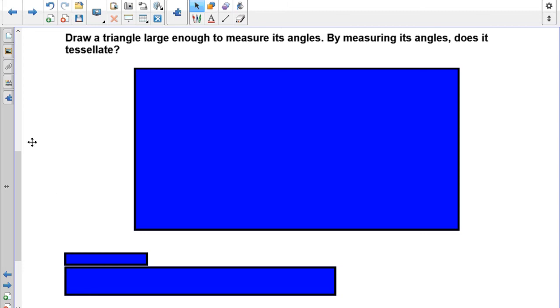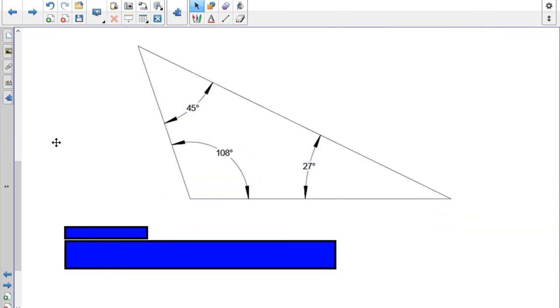Okay, so here's my triangle that I drew. It's an obtuse triangle with a 108 degree angle. Remember, obtuse triangles are triangles that have an angle which is more than 90. Okay, that makes it obtuse.